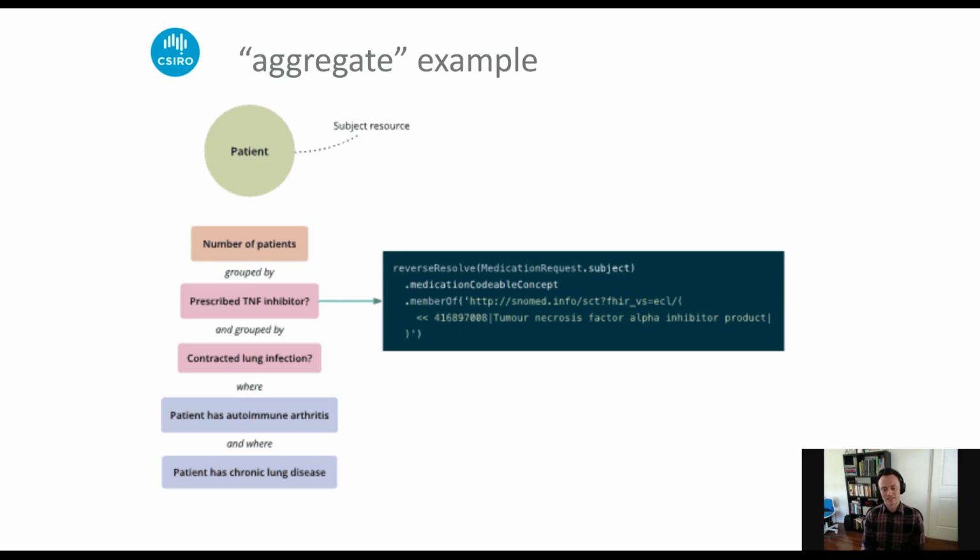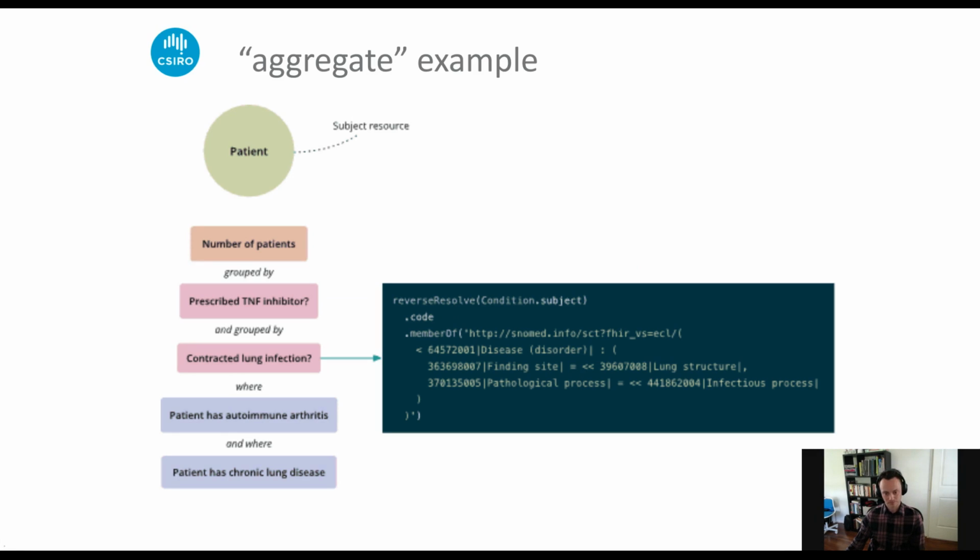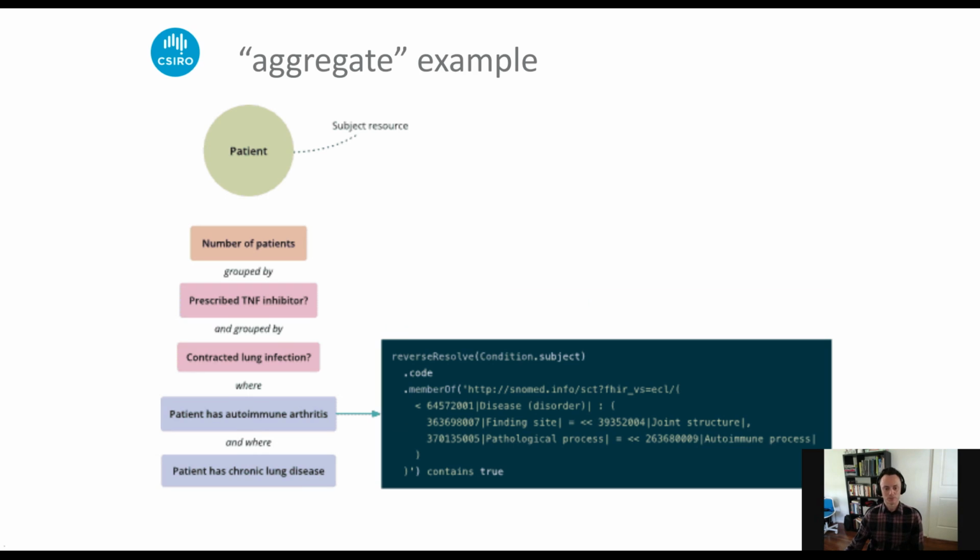Then we group the patients by whether they have been prescribed a TNF inhibitor. Here we use SNOMED CT expression constraint language to describe medication concepts that are subsumed by a grouping concept. Then we also group the patients based on whether they have contracted a lung infection. Again, we use ECL to describe a set of concepts based on their attributes. In this case, finding site and pathological process.